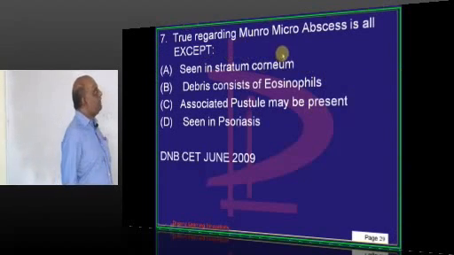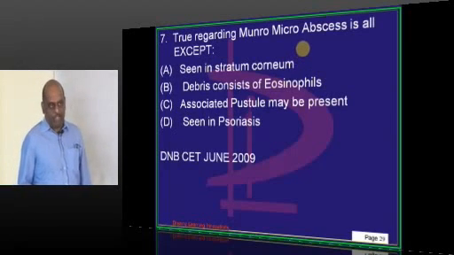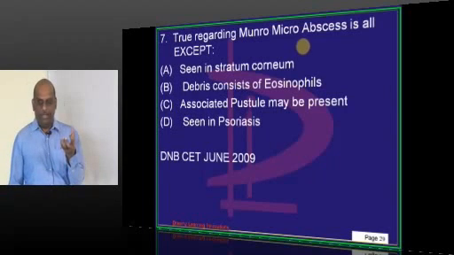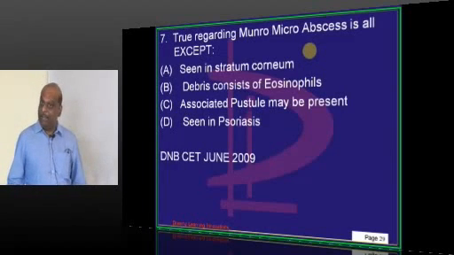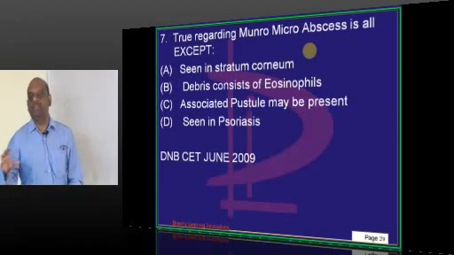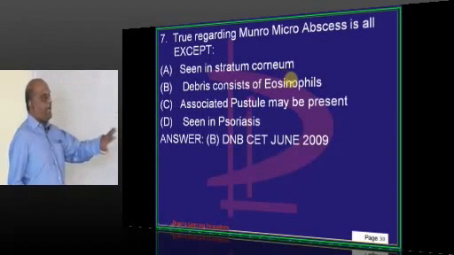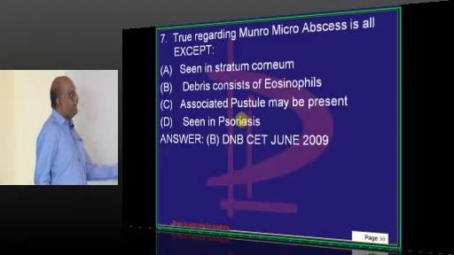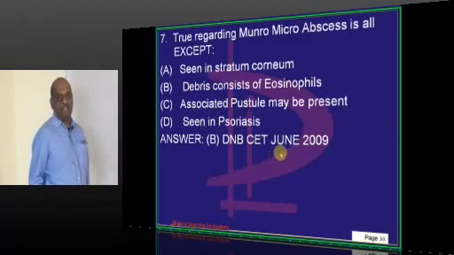What is true about Munro's microabscess? So basically, if you do the histopathology, you will find a collection of WBCs, and that is basically called the Munro's microabscess. It is not an abscess like the pus that you see. It is a histopathological finding. It is seen in the stratum corneum. Which layer is a favorite question. Stratum corneum, and maybe sometimes a pustule can be there. It is seen in psoriasis.